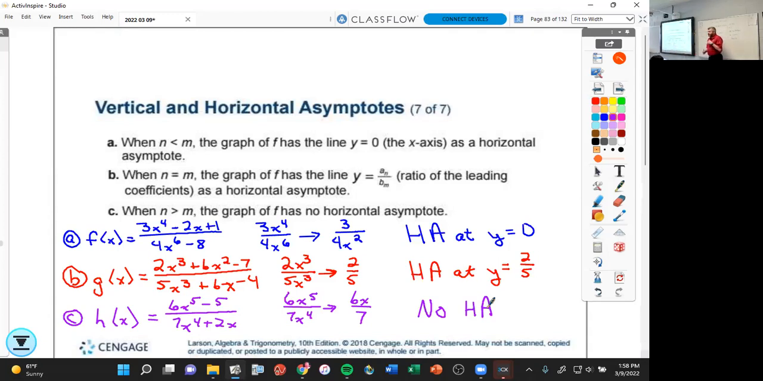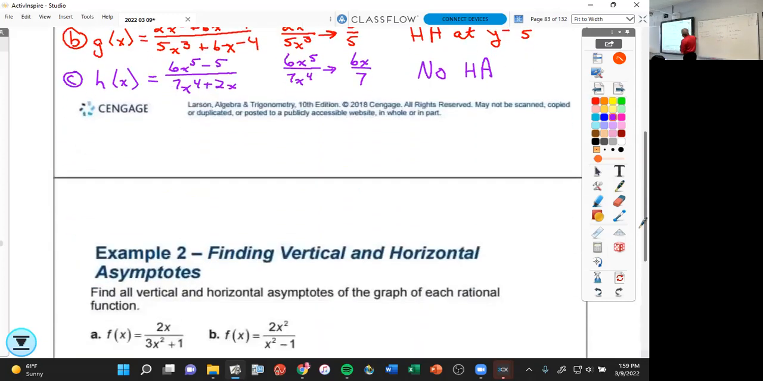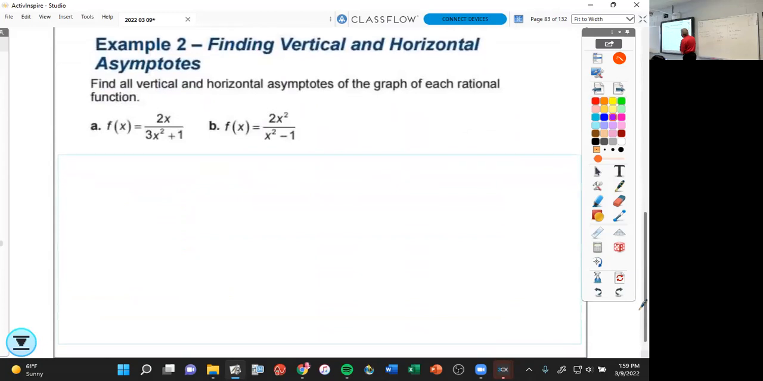Other questions? This is pretty easy. For that specific part, for horizontal asymptotes, just not easy.